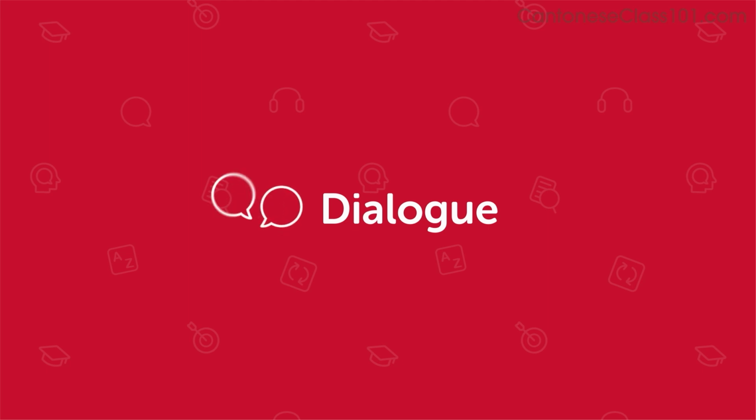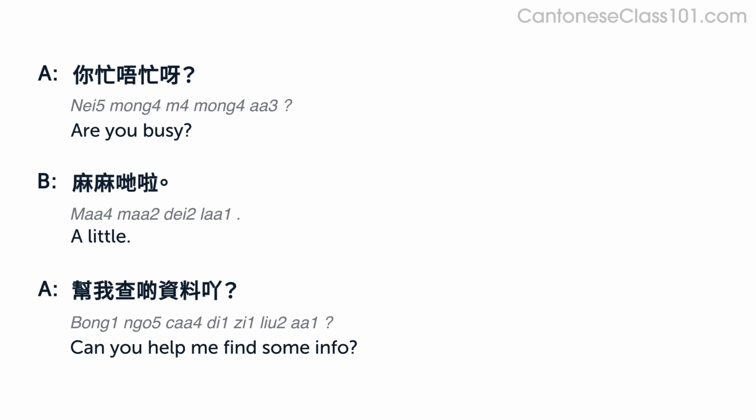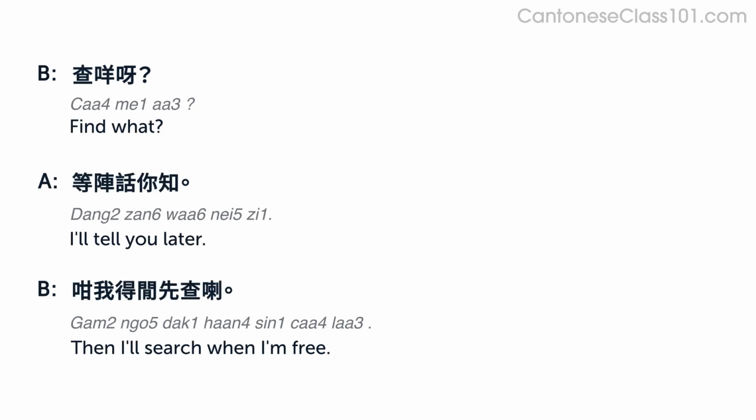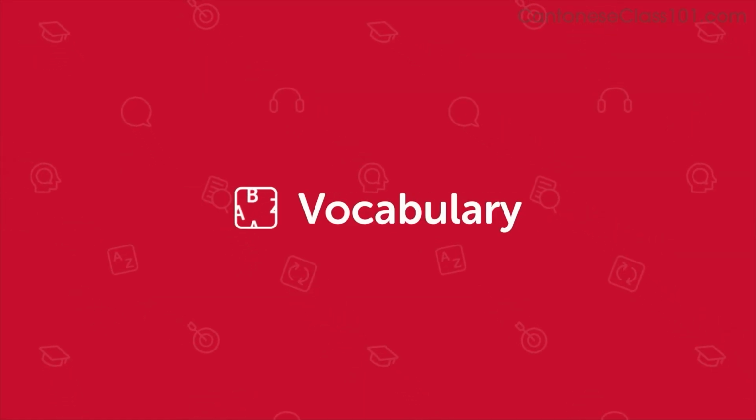Listen to the dialogue with the text on the screen. 你忙唔忙啊？ 麻麻地啦， 幫我查啲資料啊， 查咩啊？ 等陣話你知。 咁我得閒先查啦。 Now you'll hear the key vocabulary, followed by the English translation.